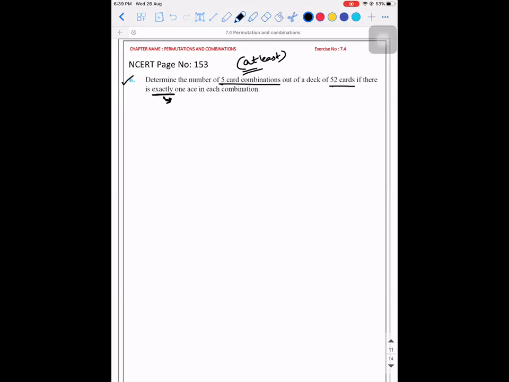So first, let's choose that. How many aces are there in the deck? 4, sir. So out of the 4 aces available, how many do you need to choose? One ace, 4C1. You need to have only one, and AND means multiplication. So how many cards are remaining? 48, sir. Out of the 48 cards available, how many other cards are you supposed to choose? 4, sir. So you need to choose 48C4. So when you do multiplication, as I told you in the previous problem, the sum of the bases should be equal to the total number of cards that you need. So the answer is 4C1 into 48C4.